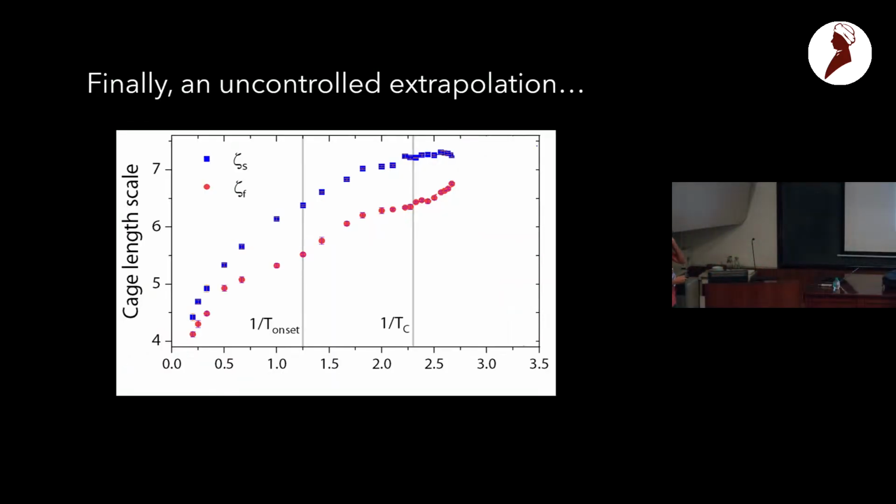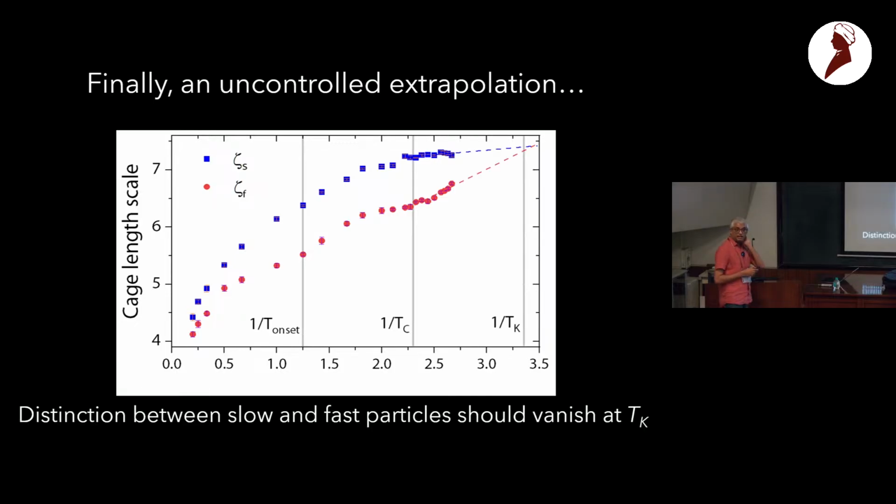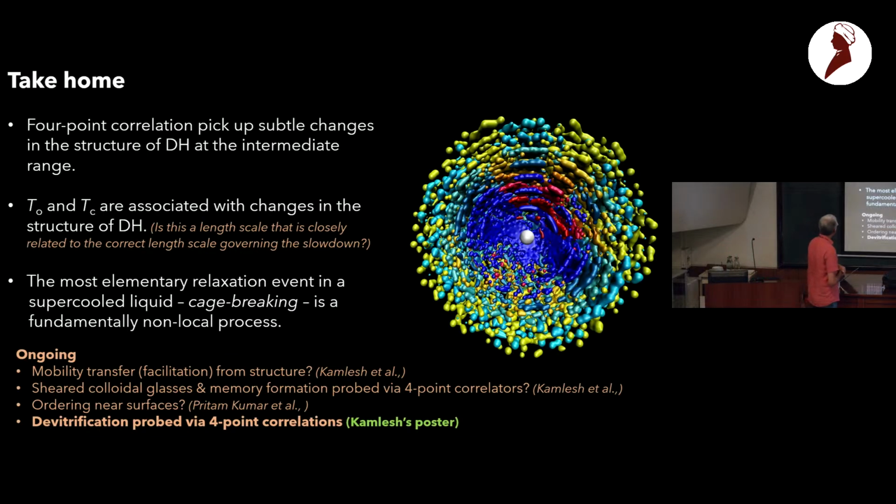All right. So the talk would be incomplete if I didn't do one uncontrolled extrapolation. So one can do that, and you can extrapolate the fast and the slow. And they kind of intersect at tk, for what it's worth. All right, so that's my conclusions. These are ongoing work. I'll be happy to take questions.